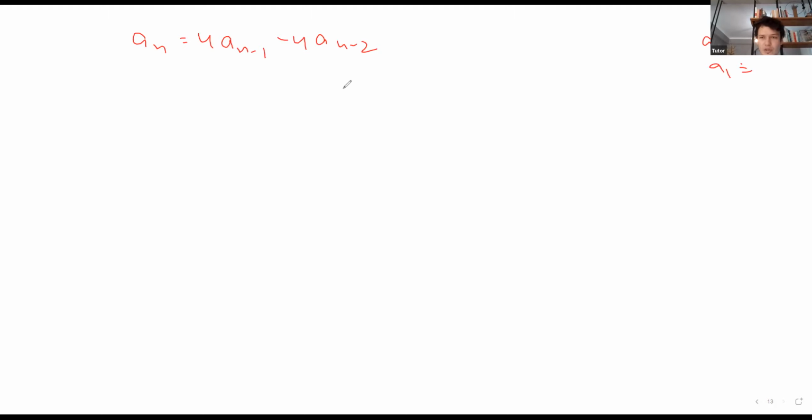Okay, so if I had this equation, how would I solve it? Normally, I just write a_n equals lambda to the n. So I just do the guess: a_n equals lambda to the n. I take this and plug it in here. So what would I get?